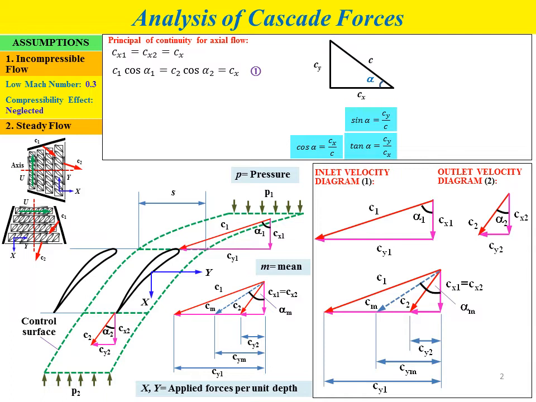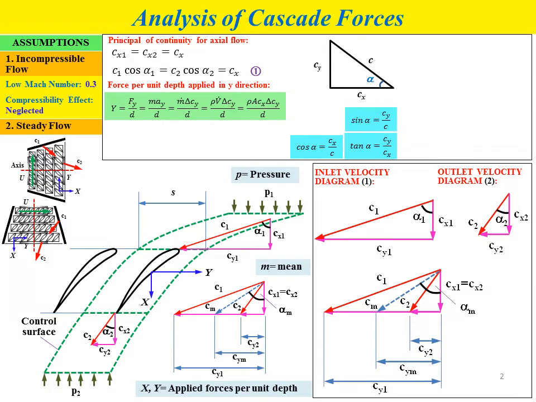Okay, now we start to derive the cascade force equation, in terms of the X force equation and also the Y force equation. So, the force per unit depth applied in the Y direction. This is where we start the derivation for the Y force equation. Y equals Fy divided by D. Fy stands for force in the Y direction, and D refers to depth. Later on we will explain the meaning of the depth for the cascade blades.